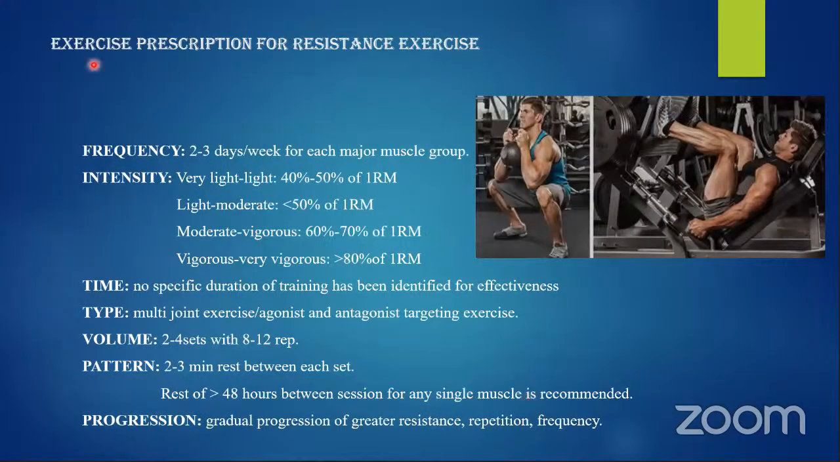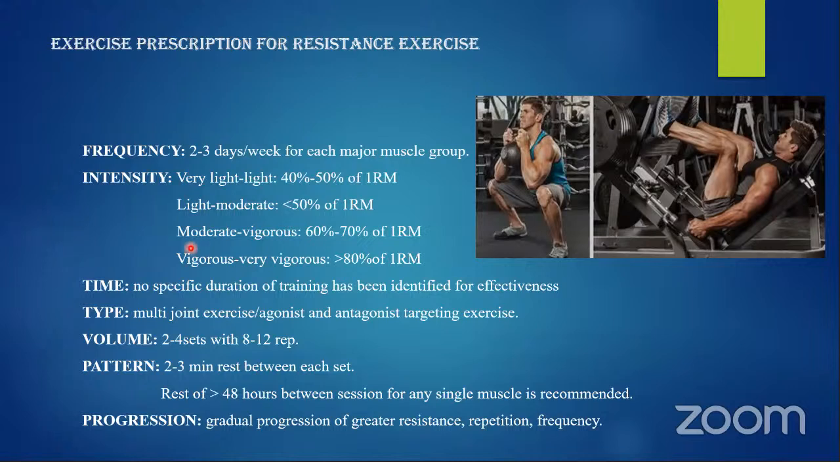Here comes the exercise prescription for resistance exercises. This protocol is also indicated for normal, healthy adults without any comorbidities. Frequency. When frequency is considered, 2 to 3 days per week is recommended. Next comes the intensity. In case of very light to light, 40 to 50% of 1 RM. Light to moderate, it is more than 50% of 1 RM.